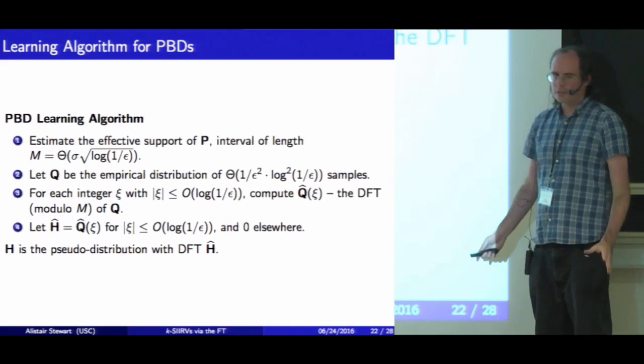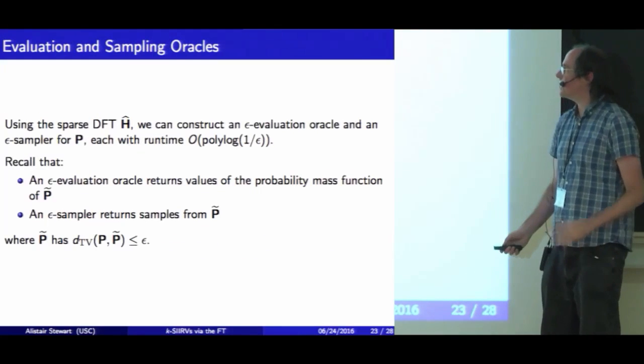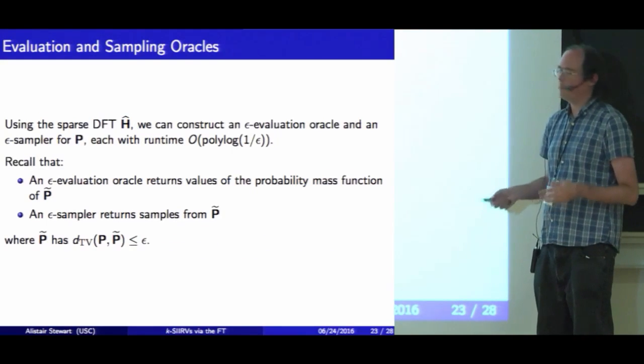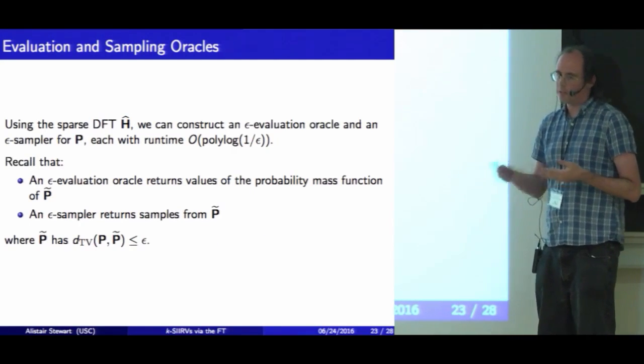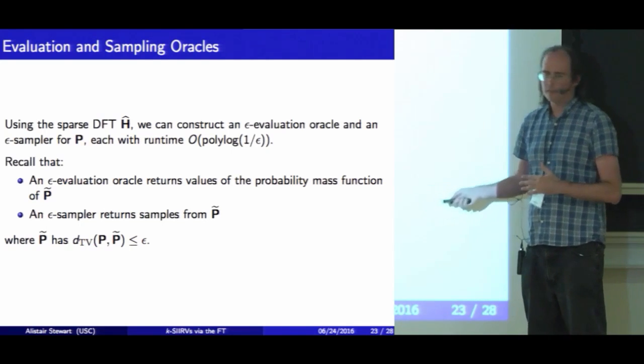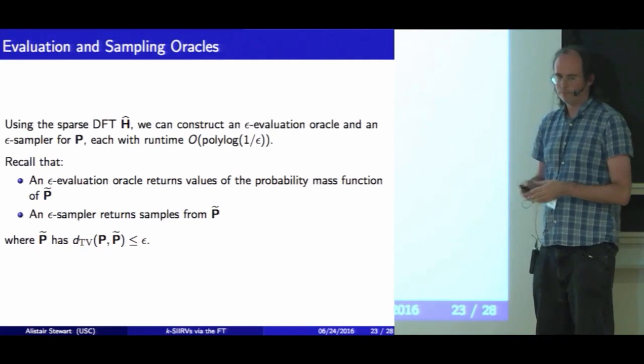Now, this is a bit of an unusual description of a distribution, but it's worth saying that it's useful. You can easily calculate the probability mass function just by inverting the discrete Fourier transform. And we can also sample from this pretty efficiently.